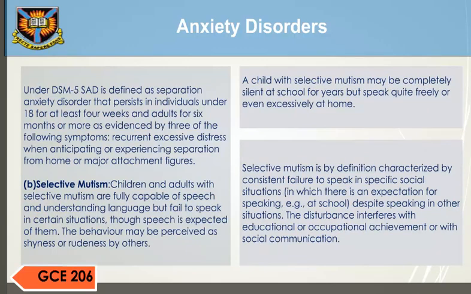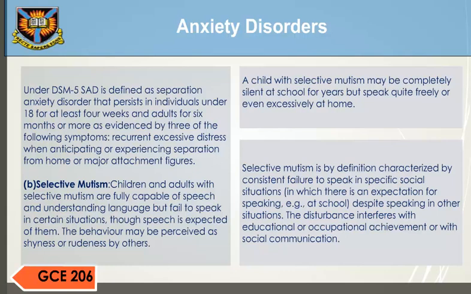Under DSM-5, SAD is defined as separation anxiety disorder that persists in individuals under 18 for at least 4 weeks and adults for 6 months or more, as evidenced by 3 of the following symptoms: recurrent excessive distress when anticipating or experiencing separation from home or major attachment figures.